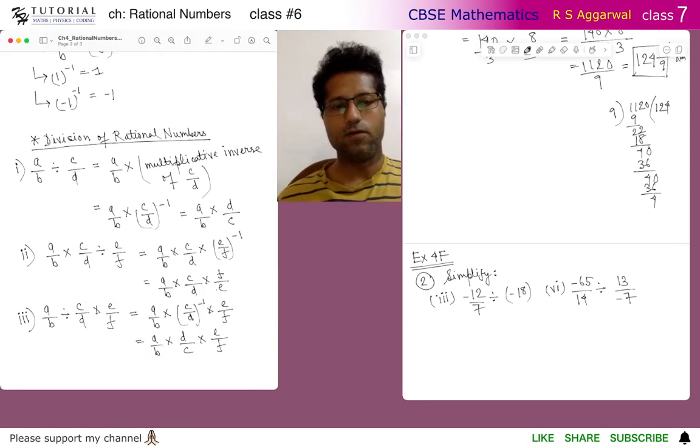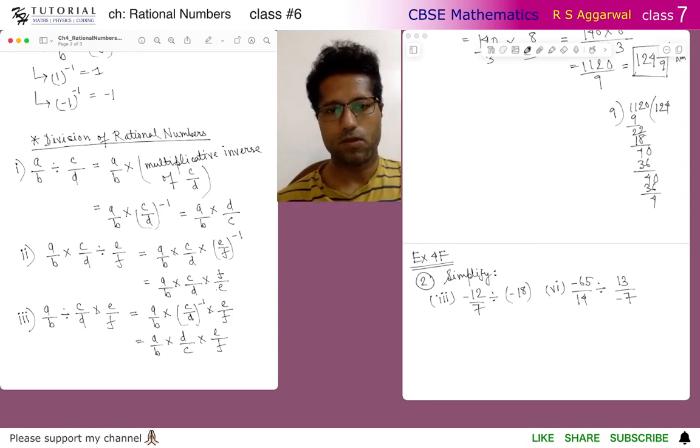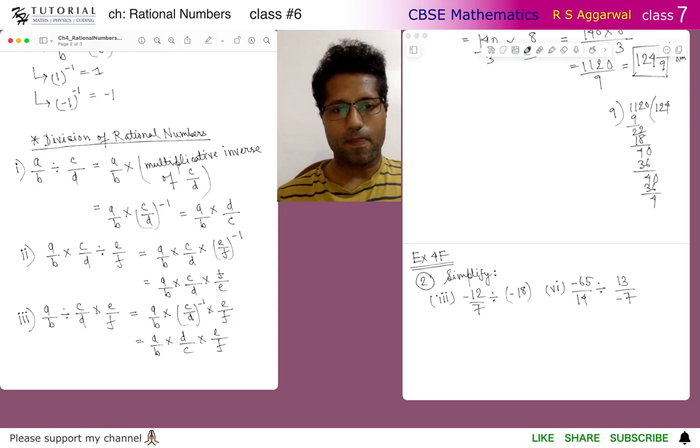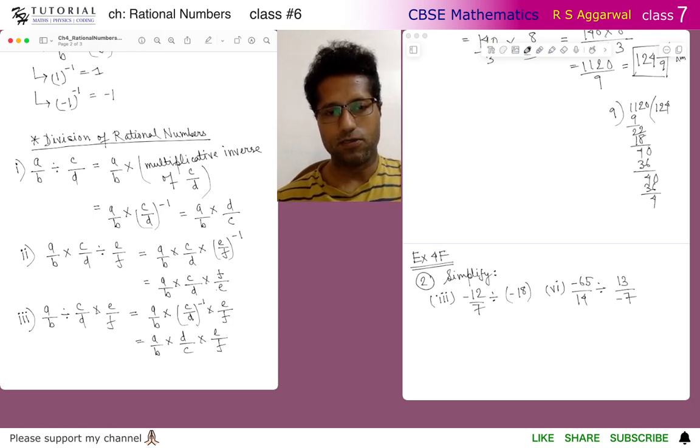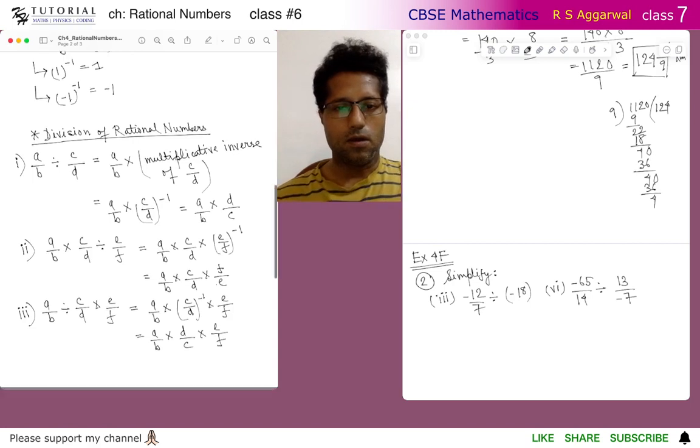So if you have to divide a rational number a by b by another rational number c by d, we just multiply the multiplicative inverse of c by d with a by b. So a by b divided by c by d equals a by b multiplied by the multiplicative inverse of c by d, that is c by d to the power minus 1, and that is equal to a by b into d by c.